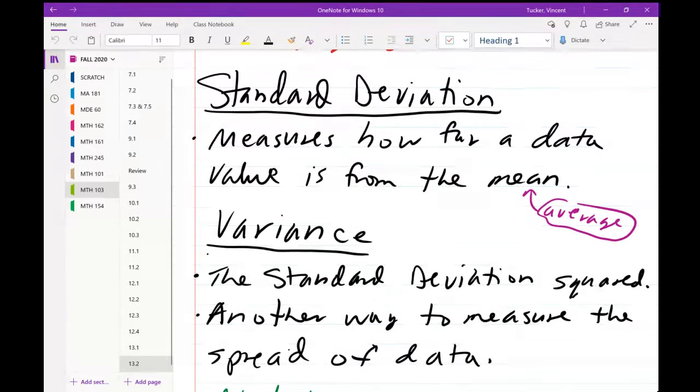All right, here, the standard deviation measures how far a data value is from the mean. Don't forget the mean is another word for average. Then your variance is the standard deviation squared, and it's just another way to measure the spread of data.